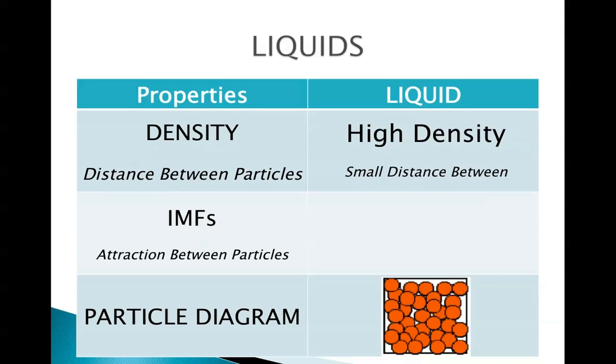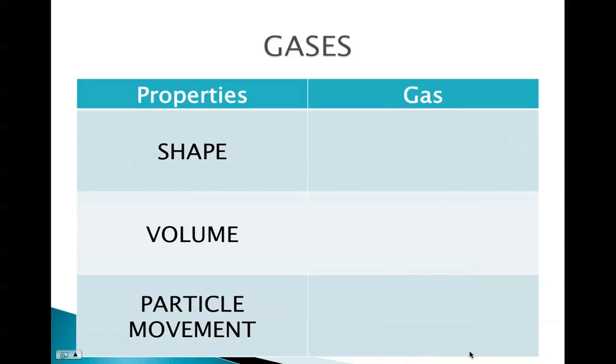Liquids do have a high density, not as high as solids, depending on the material that you're talking about, so they do have a fairly small distance between particles. The IMFs are still considered strong. However, you can see in the particle diagram, they're more disorganized. They've lost that geometric pattern. So we represent them with a little bit more chaotic, but still close together, organization.